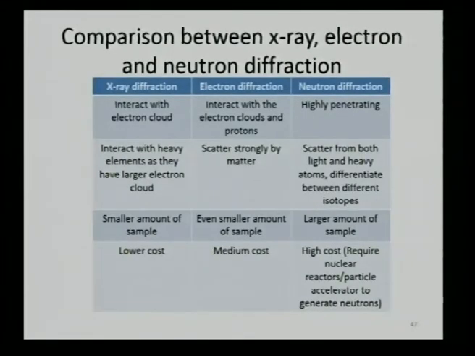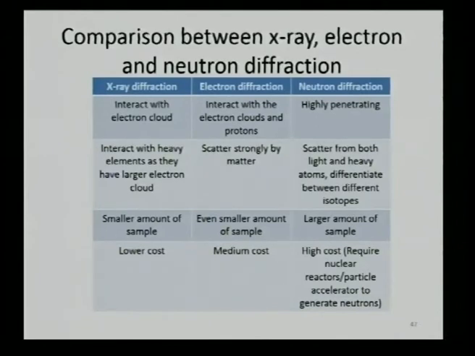Okay, now I want to do a quick comparison between X-ray diffraction, electron diffraction, and neutron diffraction. In X-ray diffraction, the X-ray interacts with the electron cloud of the sample. That means this technique works best if we have lots of heavy atoms in our sample. Since hydrogen has only got one electron, hydrogen is almost invisible in the X-ray diffraction pattern. The advantage of X-ray diffraction is that it's cheap, and we only require a small amount of sample.